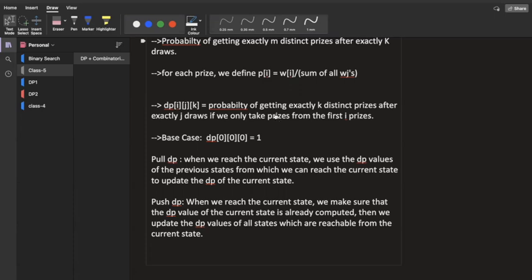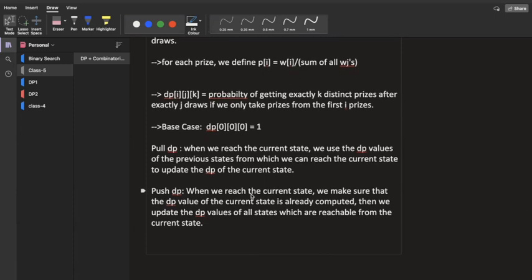Actually, it is not related to top down and bottom up at all. But the thing is that in iterative DP, there are two ways to do it. One way is pull DP, where when you are at the current state, you look at all the previous values of the states from which you can reach the current state. And using those values, you update the DP value of the current state.